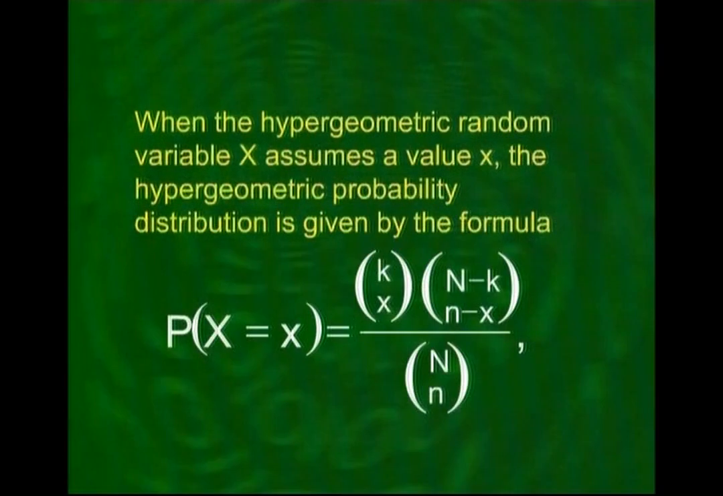And students, as you now see on the screen, the formula for the probabilities in this particular situation is: the probability that my random variable capital X takes a value small x is equal to kCx into (N minus k)C(n minus x) over NCn. Students, is formula mein aapne dekha ke teen quantities exist kar rahi hain, capital N, small n and k.